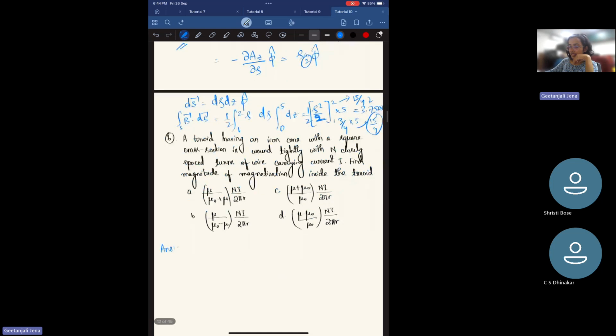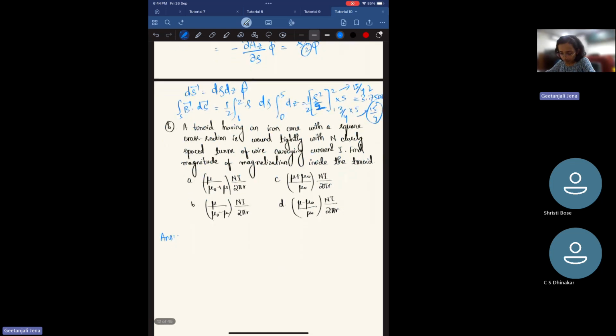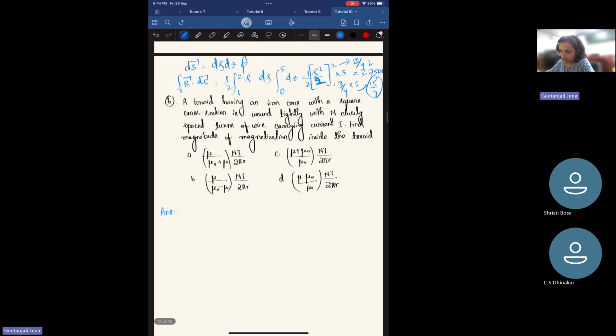Okay, so if it is clear, then let us move to our next problem. For this, we have a toroid which has an iron core with a square cross section. It is wound tightly by n closely spaced turns of wire carrying current I. Find the magnitude of magnetization inside the toroid. The number of turns n is given, and they are carrying current I.